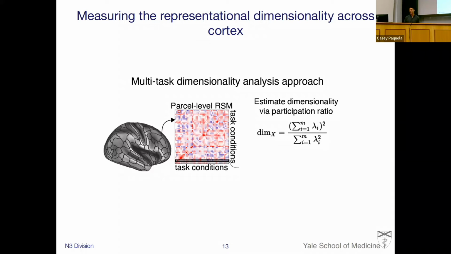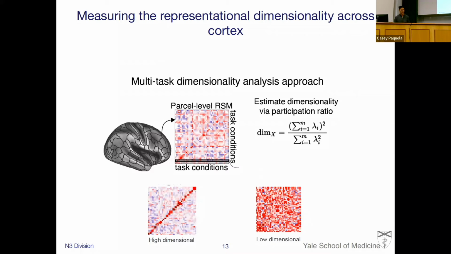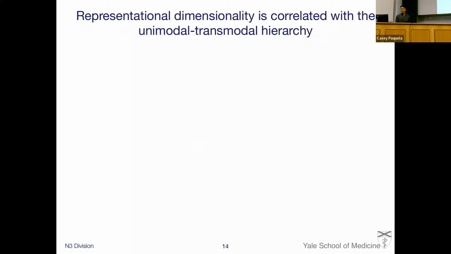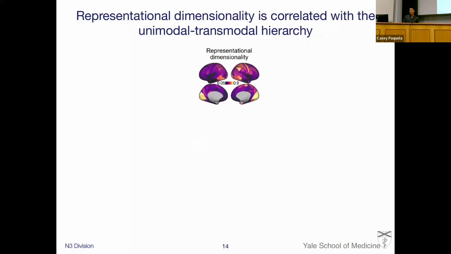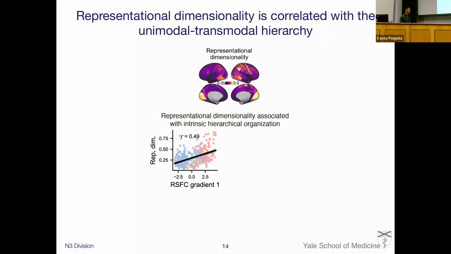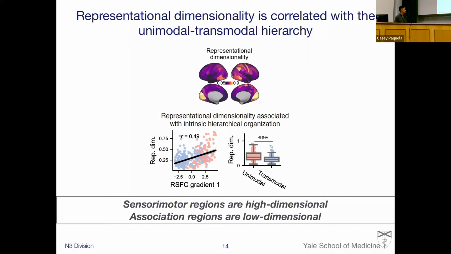And here are two schematic examples of a high dimensional and a low dimensional RSM, but there can be other configurations as well. Overall, this is the map of the representation dimensionality across every parcel. We found it was highly correlated with resting state gradient one, the unimodal transmodal gradient. What that means in practice is that unimodal regions are higher dimensional and transmodal regions are lower dimensional.